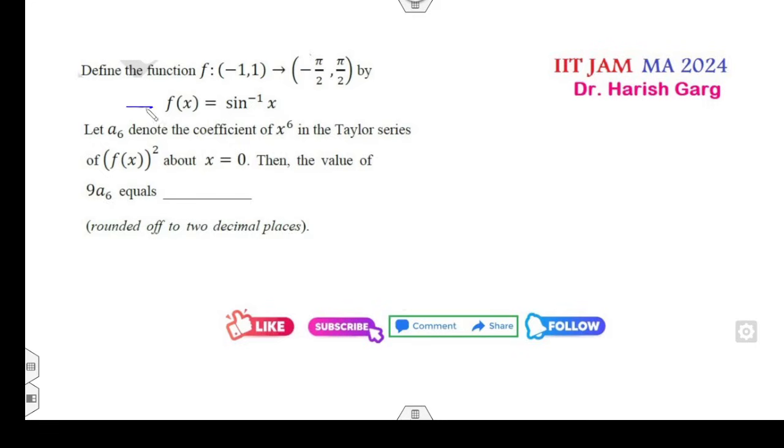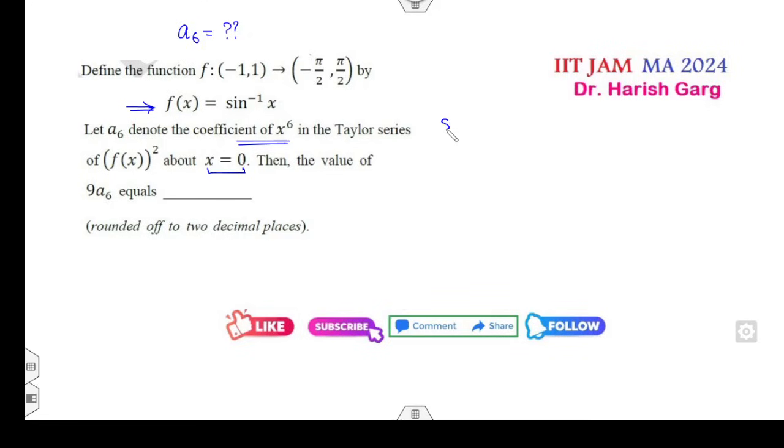Your target is to find, for f(x) equals sin inverse x whole square, the coefficient of x raised to power 6. That means your target is to find a6. Can you find the sixth derivative divided by 6 factorial about 0? Can you find the sixth derivative of sin inverse? Definitely not, because the first derivative is 1 over root of 1 minus x square, then the second derivative and so on. That's very time consuming.